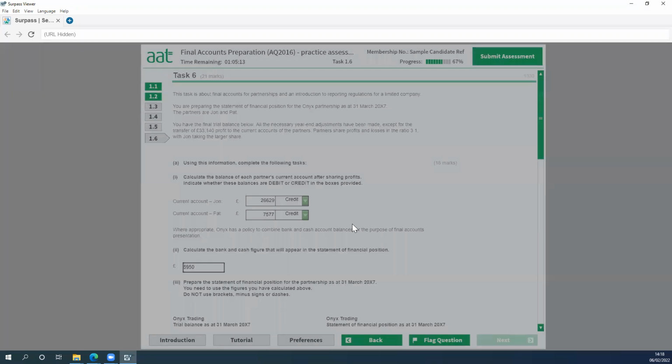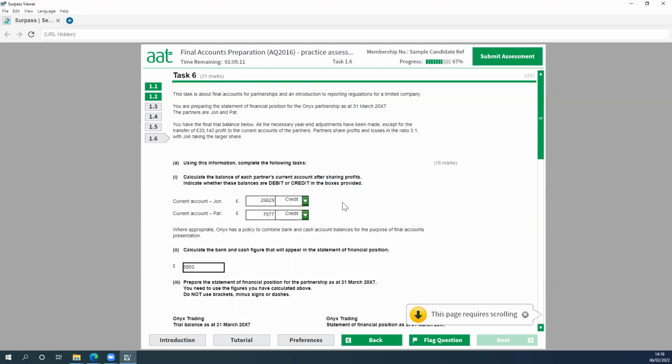1.6 is the statement of financial position. The talk is about final accounts for partnerships and an introduction to the reporting regulations of limited companies. We are preparing the financial statements of Onyx Partnership on the 31st of March 2007, and the partners are John and Pat. You have the trial balance below.